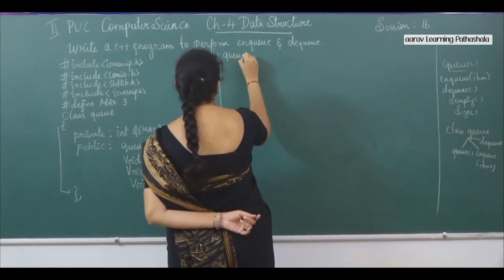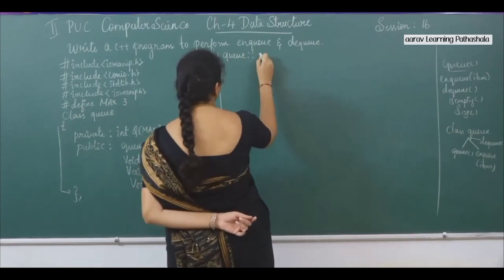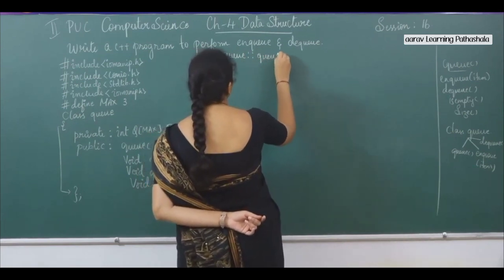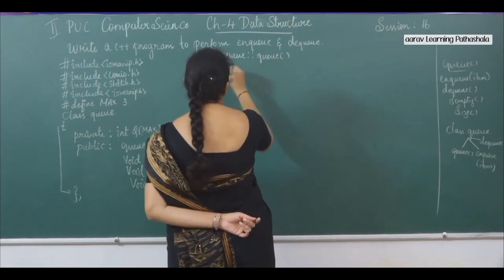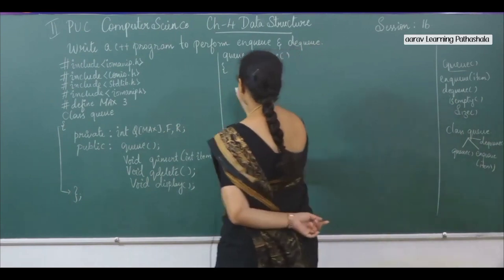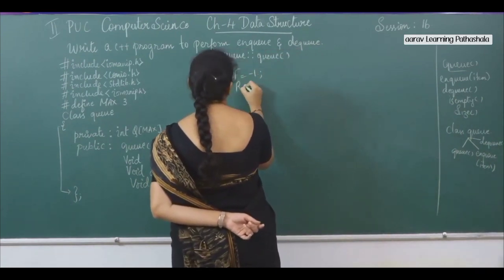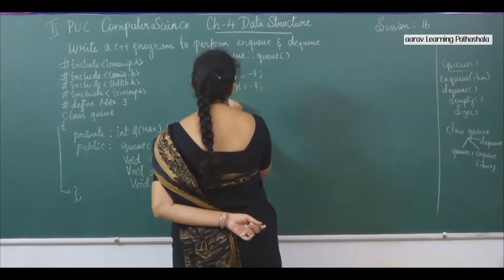Q, scope resolution operator, and what is the function name? The function name is Q. Here we are creating an empty Q. So the front will be -1 and rear will be -1.